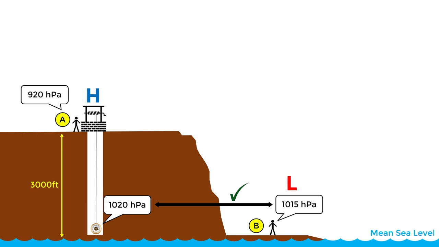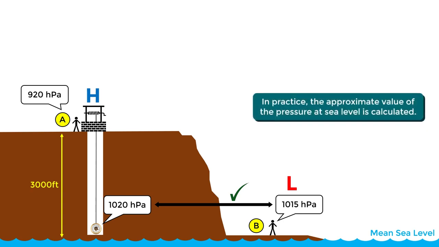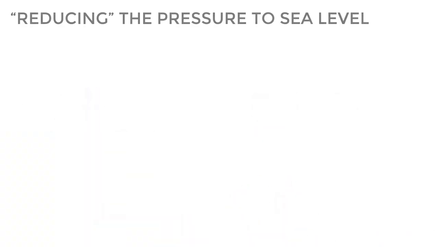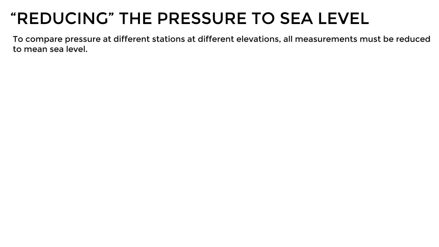Now, obviously in practice we don't do this literally. Instead, the approximate value of the pressure at sea level is calculated for each station. This procedure is known as reducing the pressure to sea level and is performed all over the world, since as an international agreement, to compare pressure at different stations at different elevations, all measurements must be reduced to mean sea level.